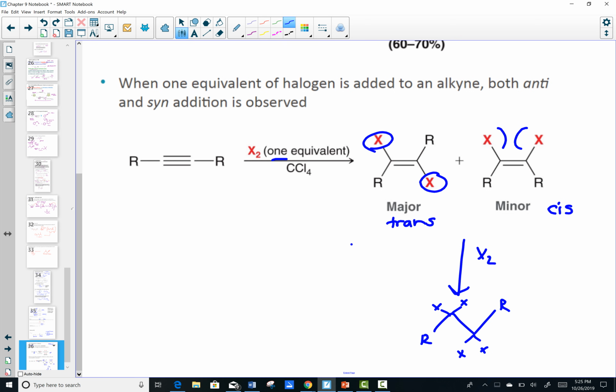And that really is the last. There's no practice with that. It's just saying, depending upon the number of equivalents, you're going to add your halogens. You may stop it at the ene phase by controlling just the amount with one equivalent. You'll end up with the trans halogen. If you add a second equivalent, you're going to add across that double bond and have 4 halogens come out.